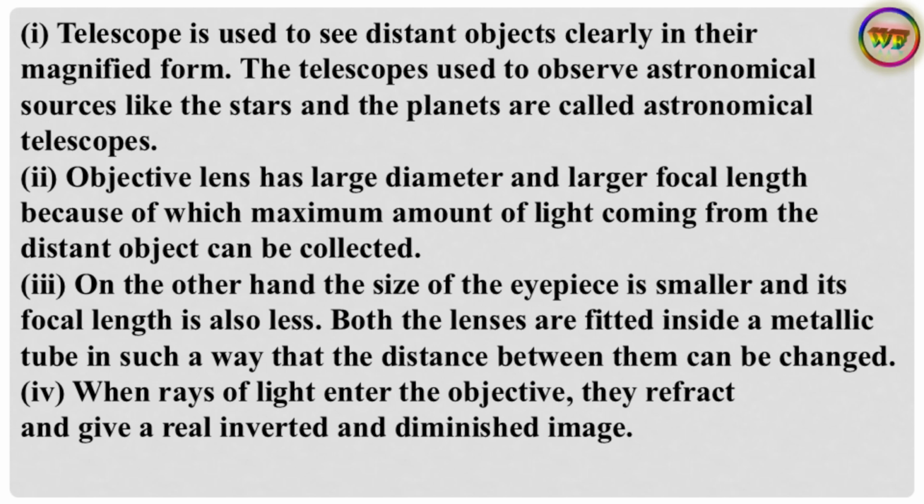Point 3. On the other hand, the size of the eyepiece is smaller and its focal length is also less. Both the lenses are fitted inside a metallic tube in such a way that the distance between them can be changed. Point 4. When rays of light enter the objective, they refract and give a real, inverted and diminished image.